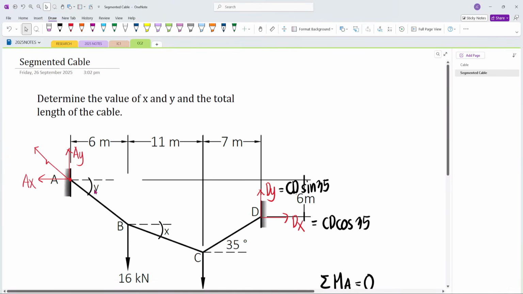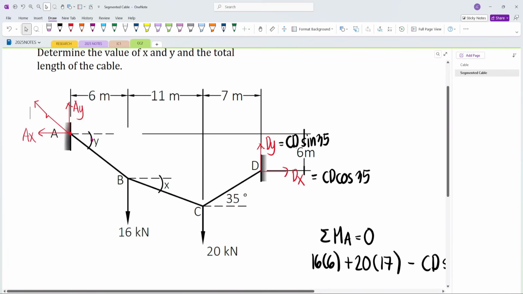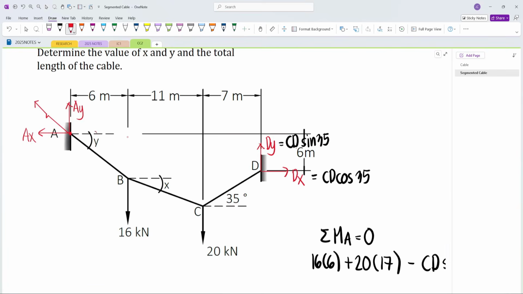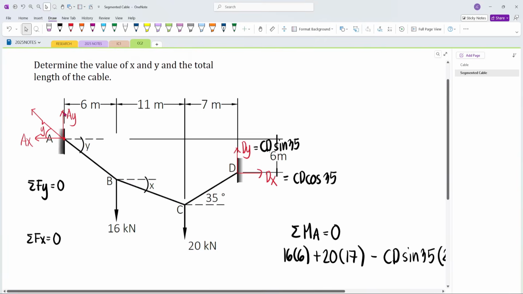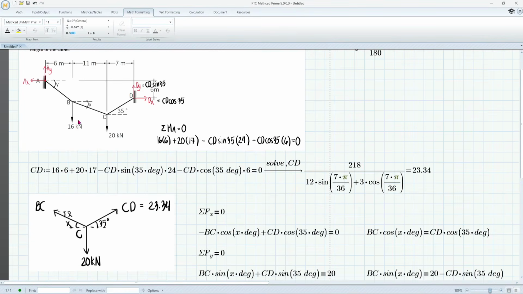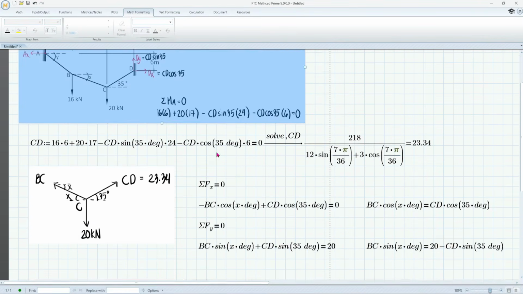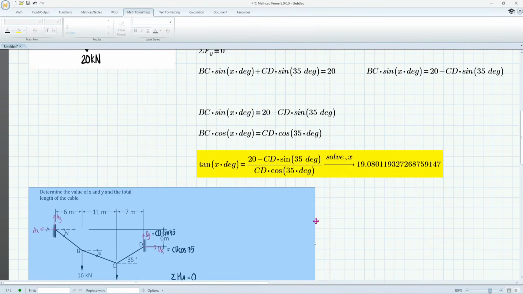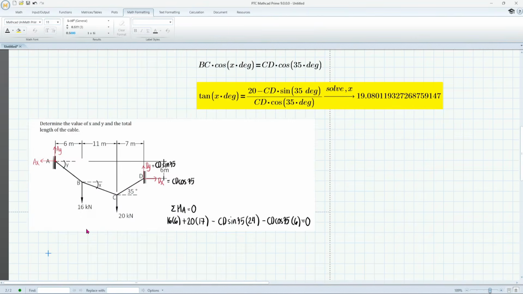Since AX and AY, the same lang sila sa components ng AB, then the value of angle Y is also equal to this one. This is also angle Y. So, we can consider the whole system, then just sum up forces along y and also along the x direction. Then, solve natin yung value ng AX saka AY. So, ngayon, considering the whole system, copy ko na lang ulit. We can sum up forces along x and y.